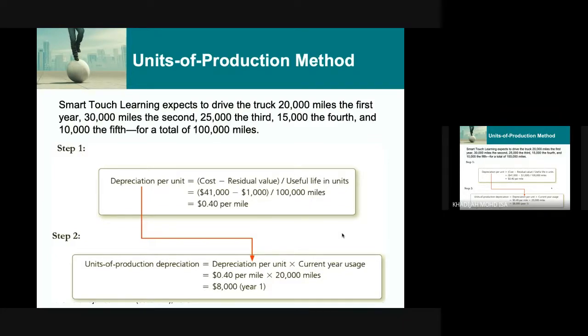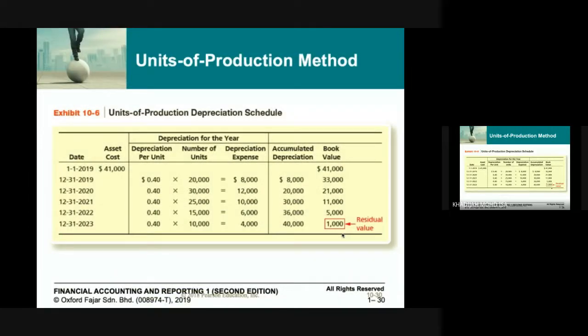Smart Touch Learning expects to drive 20,000 miles in the first year, 30,000 in the second year, 25,000 in the third year, 15,000 in the fourth, and 10,000 in the fifth, for a total of 100,000 miles. So once you get your depreciation per unit, you can now compute your depreciation for year 1, year 2, year 3, year 4, and year 5 based on the information provided. The depreciation expense is not the same for every year because it depends on the number of units used during the year. But the residual value will always be the same because the formula is always your cost minus your residual value divided by the number of units estimated to be used over the 5 year period.